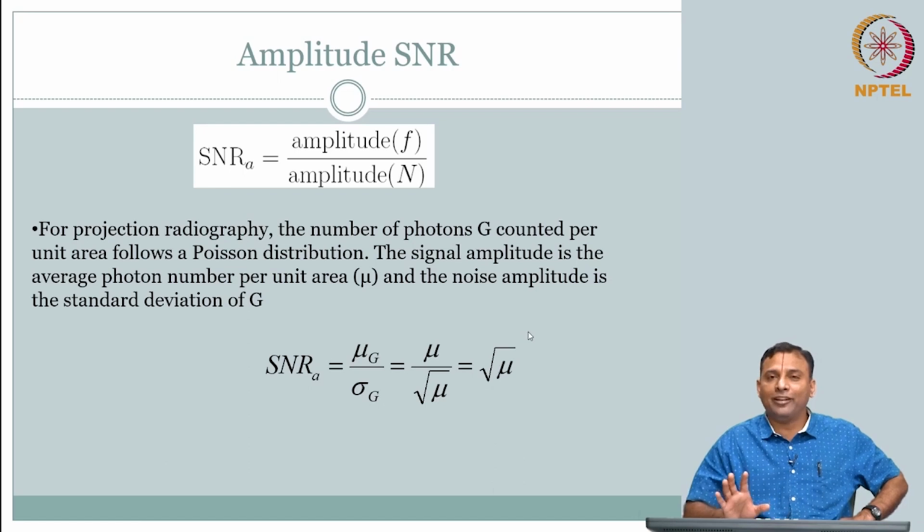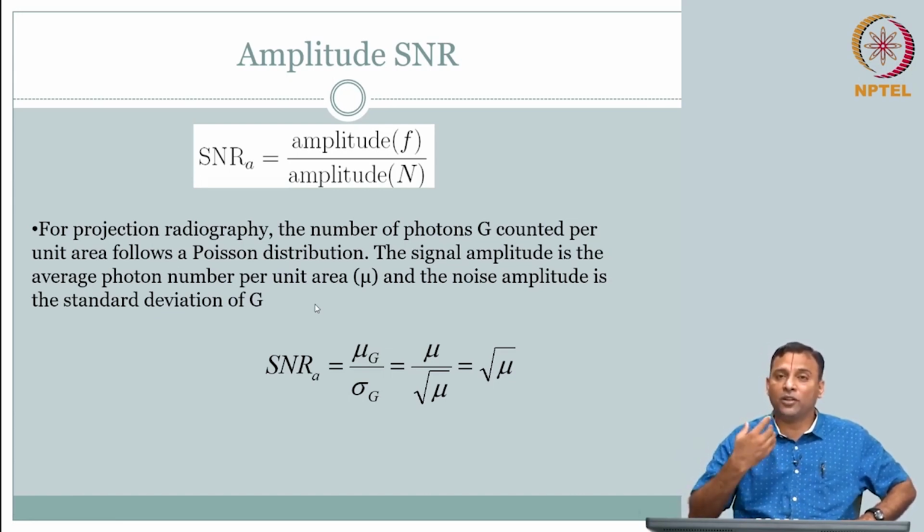Fantastic. Without going into further detail, you should already look at it and say, oh, if I want to increase the signal to noise ratio, all I need to do is increase my mu. What is mu? It is the number of photons per unit area. That means increase the number of photons per unit area. What does that imply? Well, I need to send more X-ray photons through the body, right?